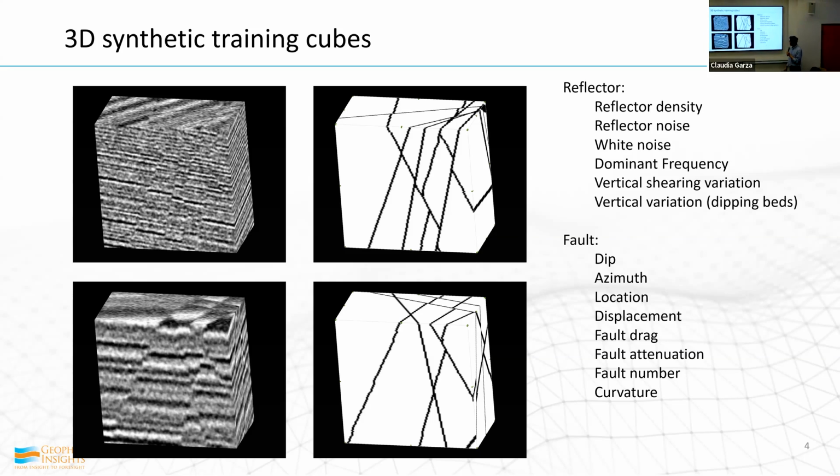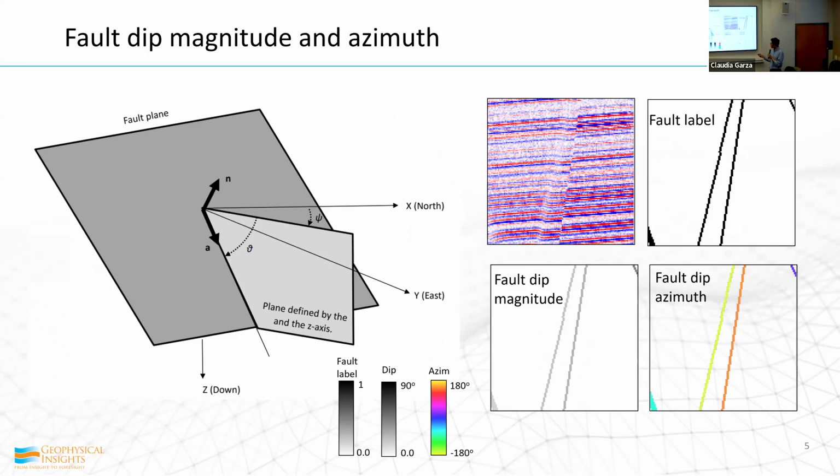And here is everything that I show here. You may understand the dip, azimuth, location, displacement, fault drag. That's something like here. So you may see some seismic amplitude data. If we have a discontinuity, it shows some amplitude drag over here. So we also need to simulate to have some different features in the cubes. And for curvature, that means we want to simulate a straight fault or curved fault. So we want to try to generate as many of these different kinds of fault.